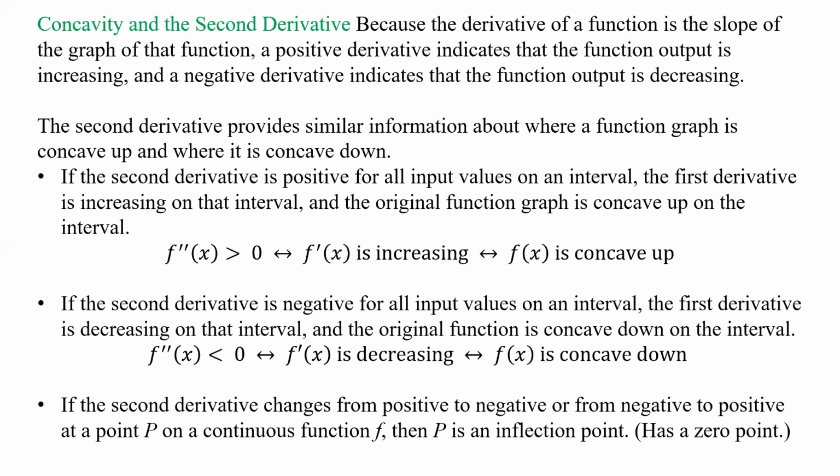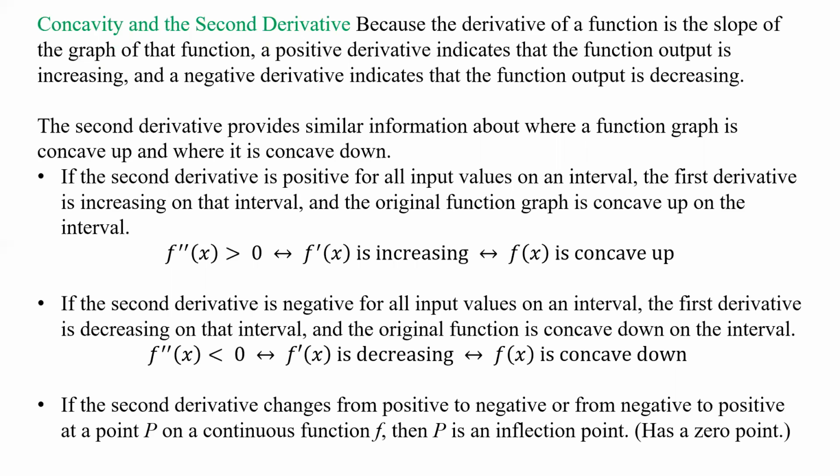Now, concavity and the second derivative. Because the derivative of a function is the slope of the graph of that function, we're taking the slope graph of the original function to get our derivative graph, which is also called the slope graph. A positive derivative indicates the function output is increasing, and a negative derivative indicates that the function output is decreasing.